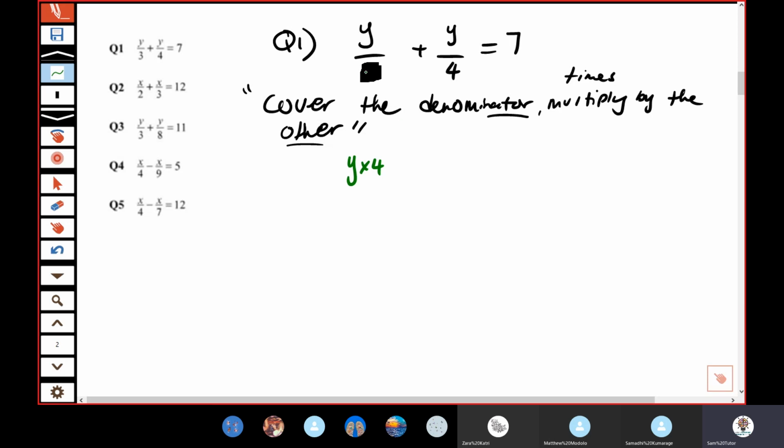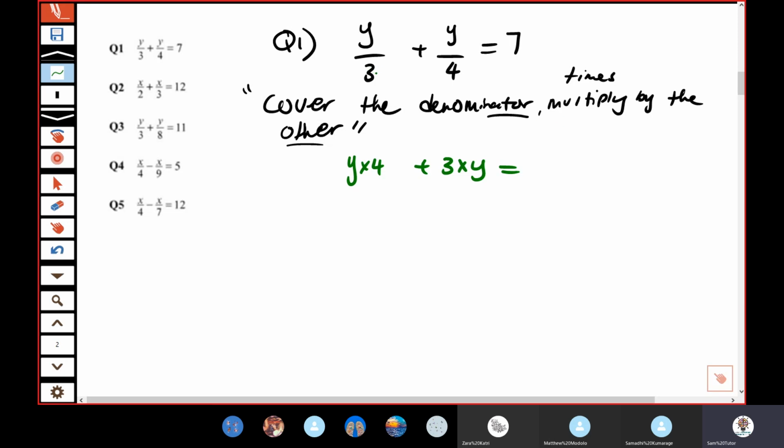You get that? So I've covered this denominator. I multiply by the other denominator, which is the 4. So let's do that again. Technically, with your finger, you would just cover that denominator. You'll multiply the top one by the other denominator. What's the other denominator? So 3 times y. And then we've got equals. So far, everyone's with me?